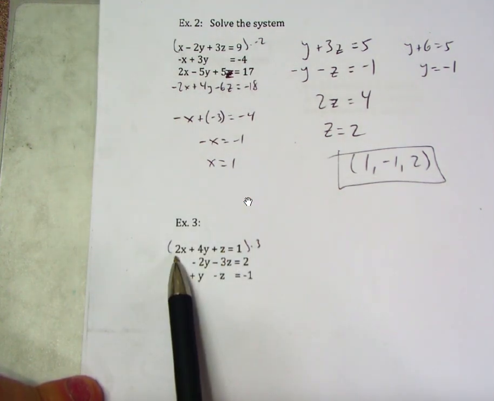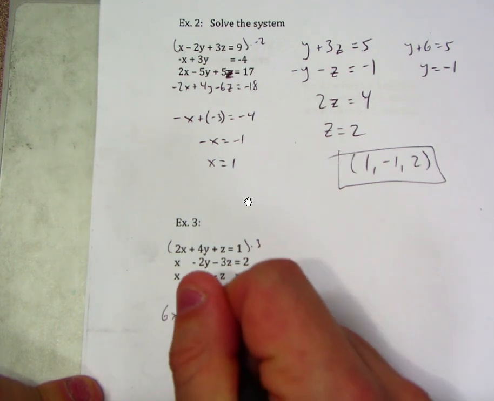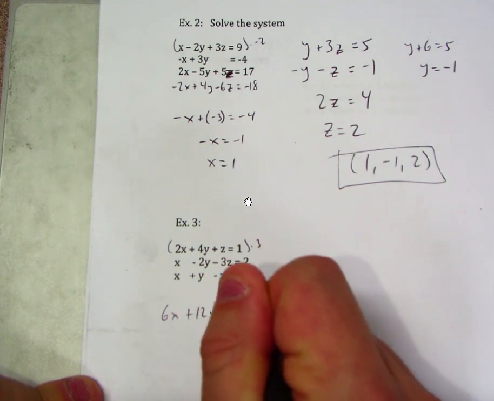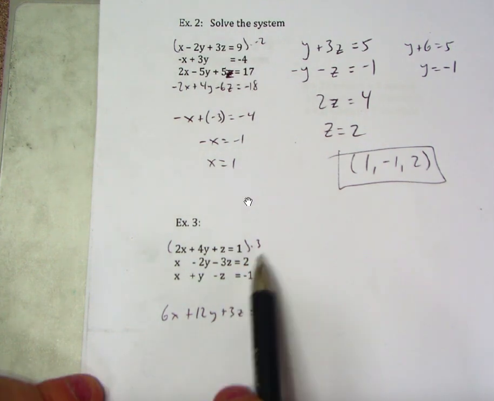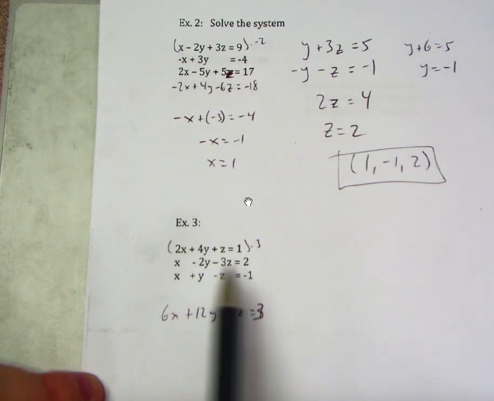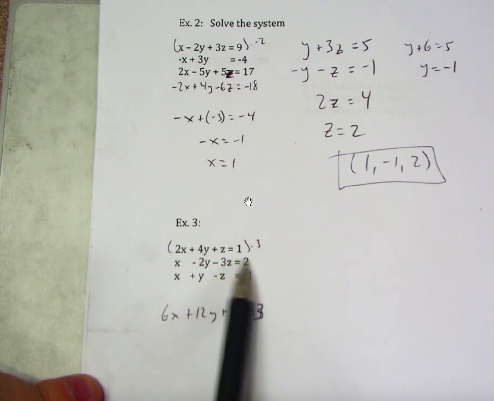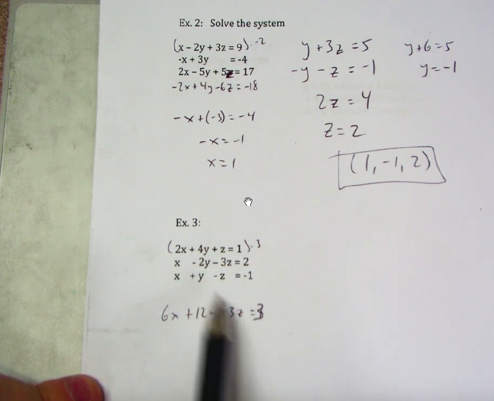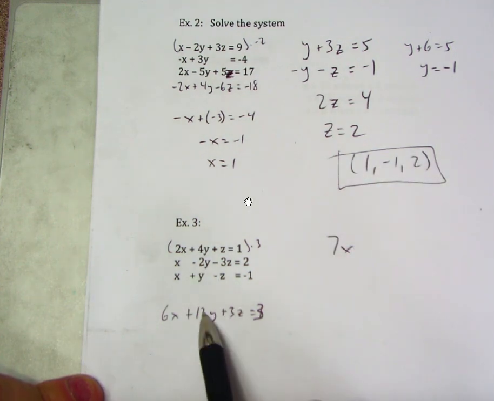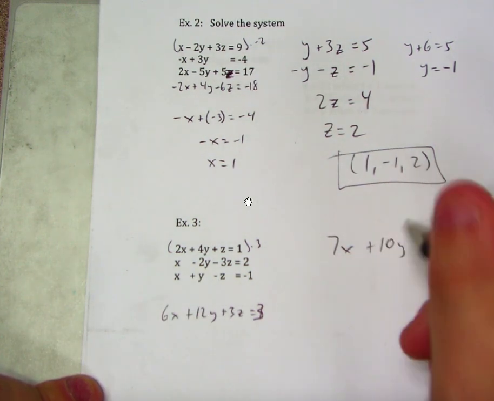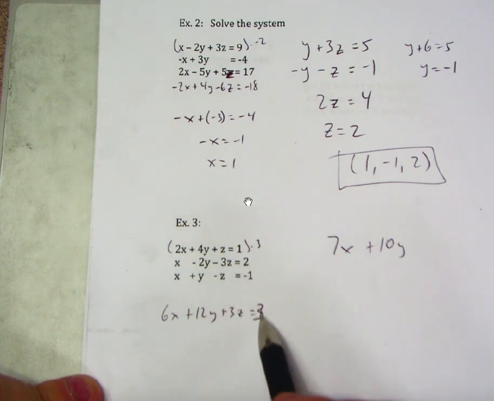And so I'm going to get 6x 12y plus 3z equals 3. Almost forgot to distribute it to the 1. And now I'm going to add this to that middle equation because those 3 z's are going to cancel. So I get 7x and then 10y. Z's are gone. 2 plus 3 is 5.